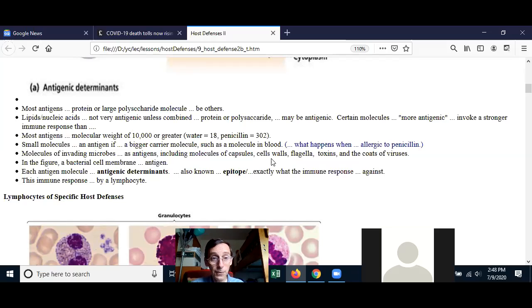So small molecules can become antigens by binding to a larger host molecule. And then the host reacts to both the small molecule and the larger molecule. And that's how people become allergic to penicillin. We're not really going to talk much about that, but I'm just telling you that's how people can become allergic to penicillin when it's such a small molecule.